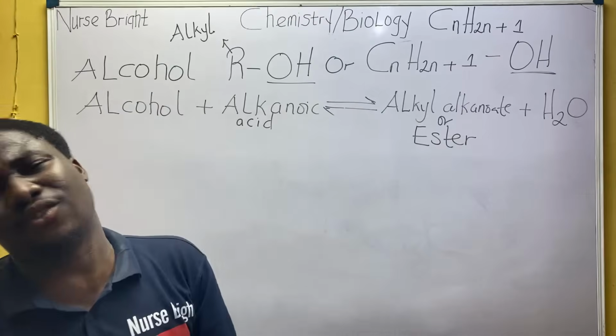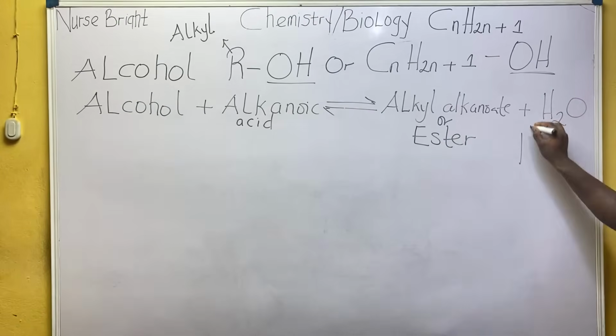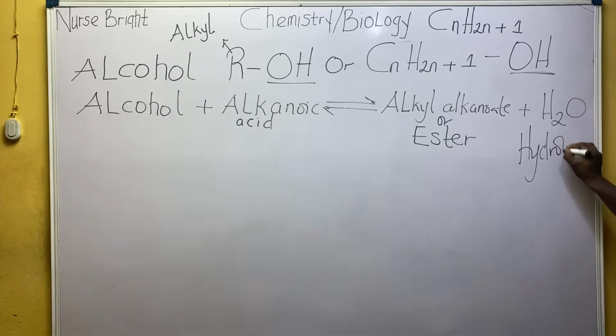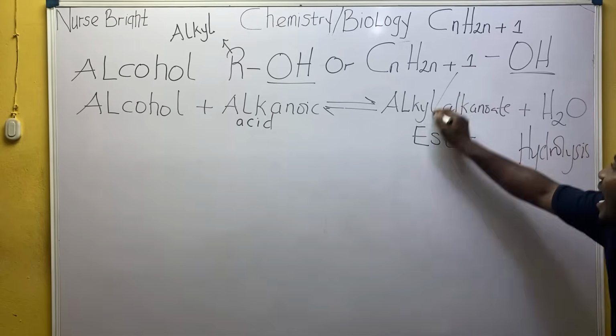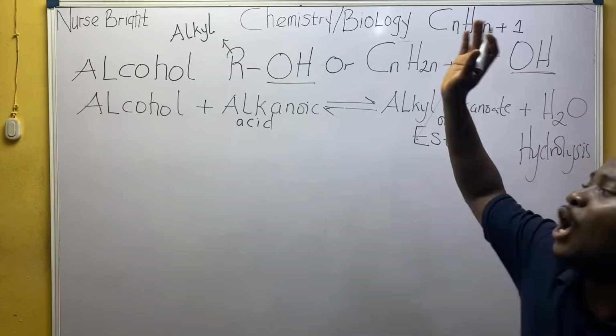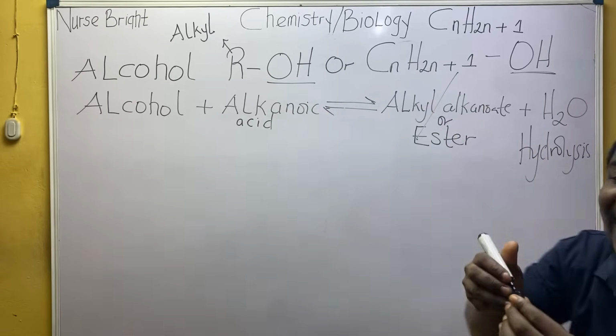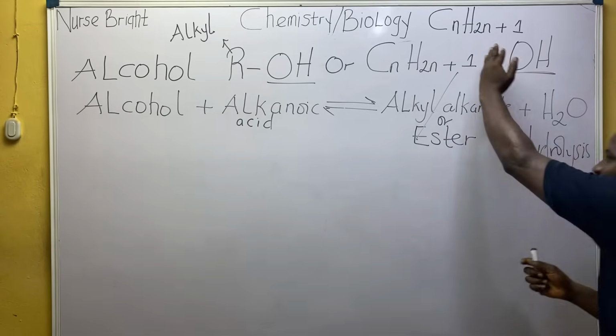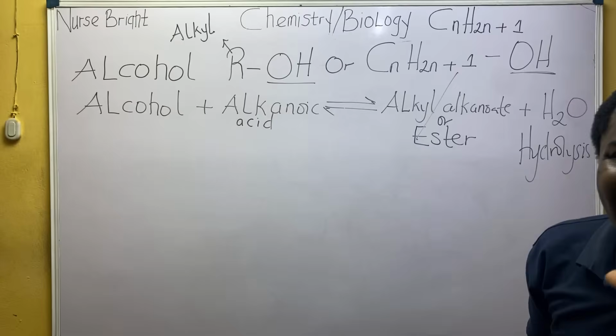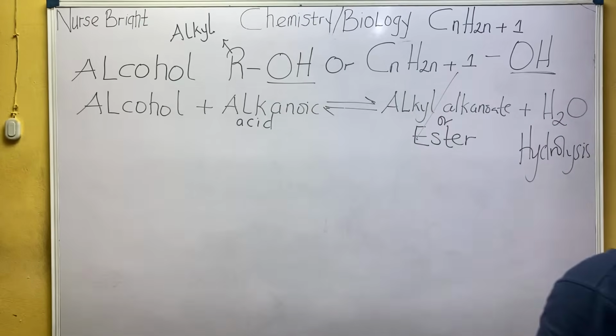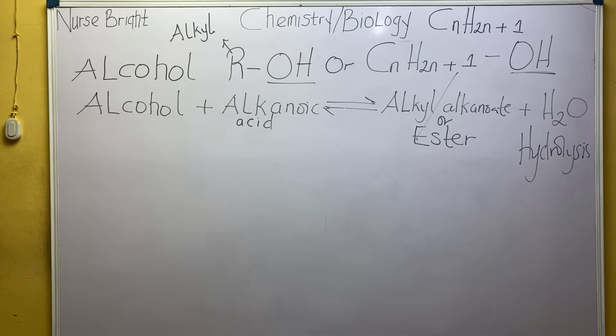Why is it called hydrolysis? Hydro has to do with water. So it is this water that is now splitting this guy. It is breaking it again to form what came together to form it. So water will split the ester, or the alkyl alkanoate, to form back our initial reactants, called what now? The alcohol and alkanoic acid.